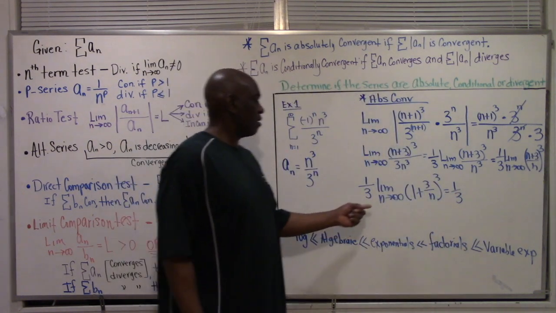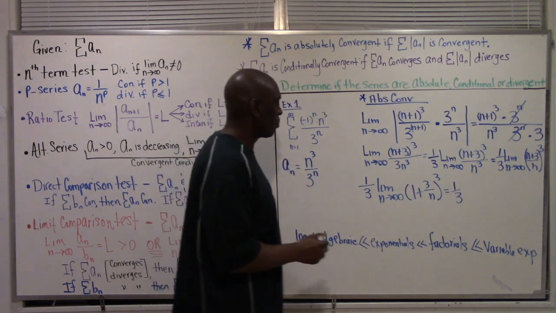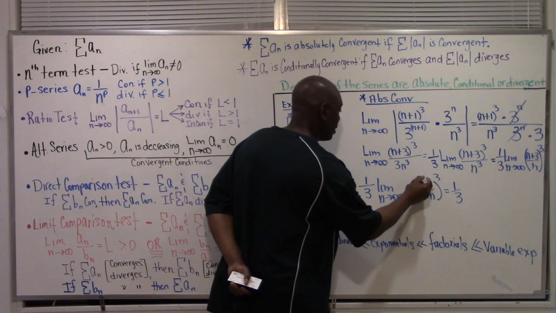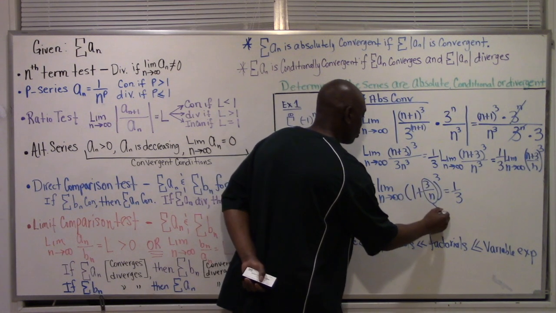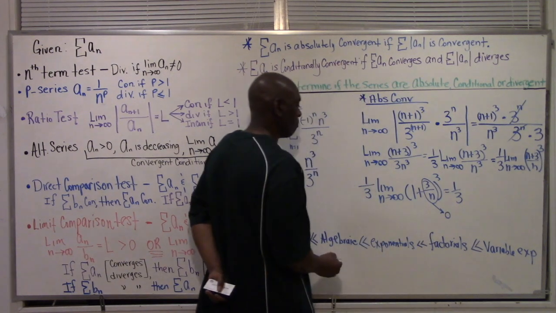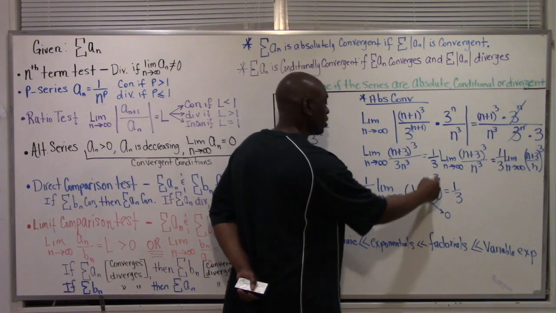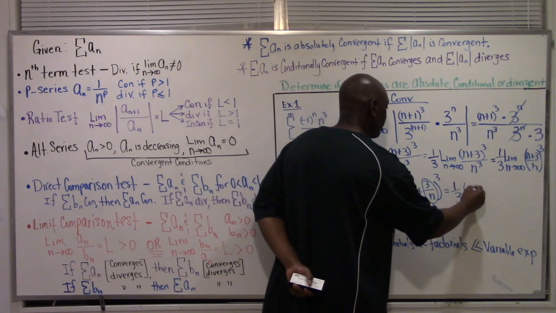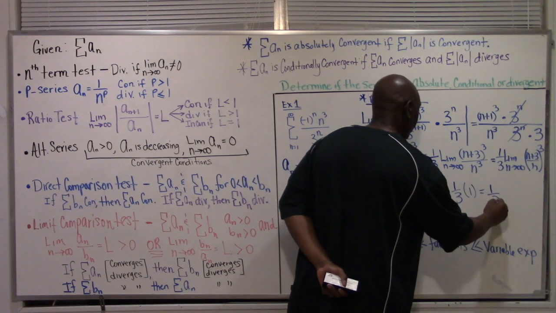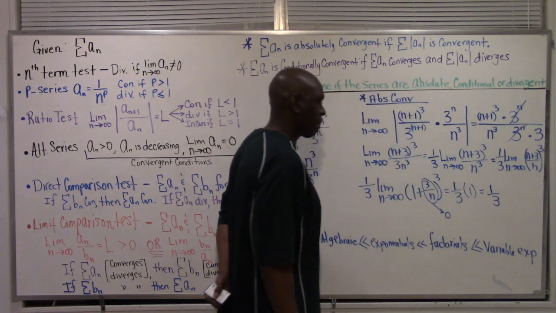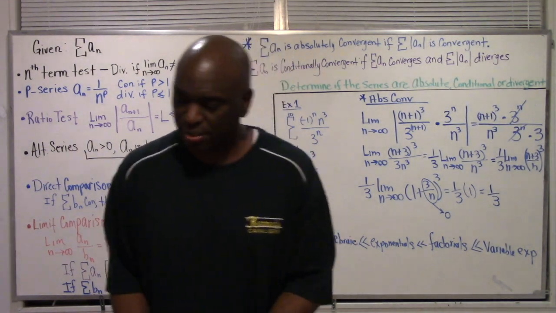All right. Now, as n goes to infinity, where does this go? Well, as n goes to infinity, 3 divided by infinity goes to 0. So I'm going to have 1 plus 0, which is 1, times 1 cubed is 1. So it's 1/3 times 1, which equals 1/3. Okay.